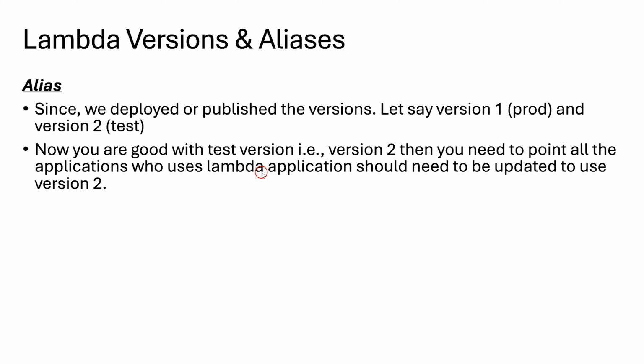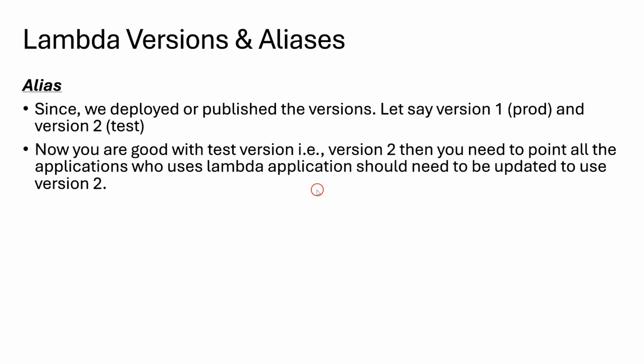But that is not a correct way, because if you have 100 applications using your one Lambda code, and you change the version and you tell all those 100 applications to use version 2 instead of version 1, then they have to update all their code to use your version 2. So this is not a perfect solution.